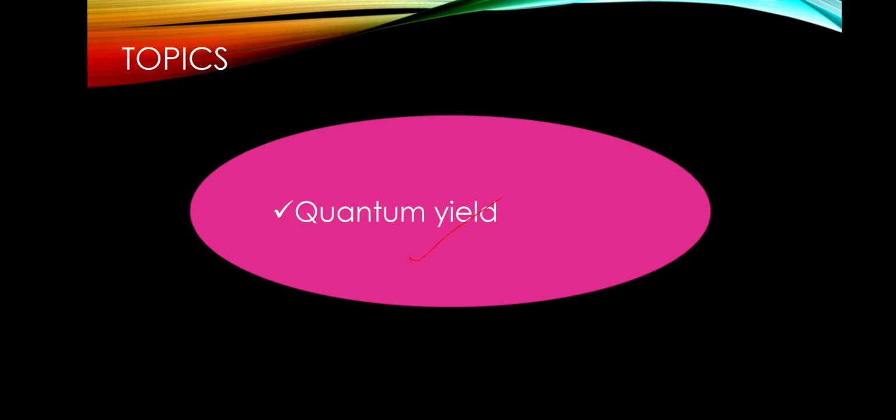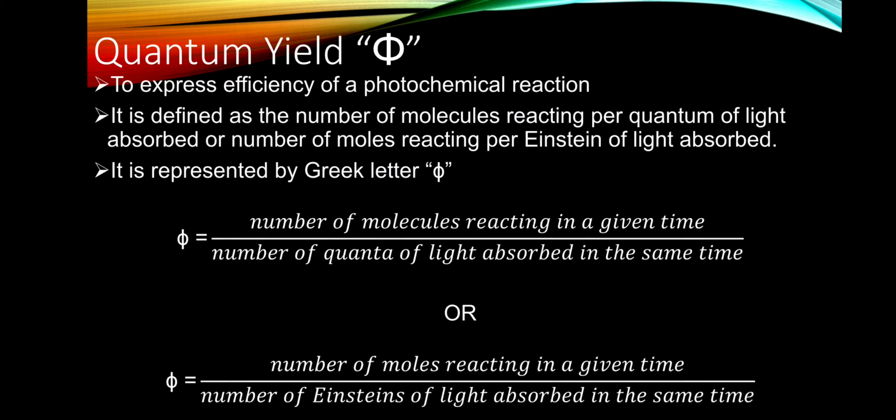Now today we are going to see another topic, quantum yield. Quantum yield is a quantity which is used to express the efficiency of a photochemical reaction. Efficiency means how much it is reacted. To find that out, we use the term quantum yield. Its definition is the number of molecules reacting per quantum of light absorbed.